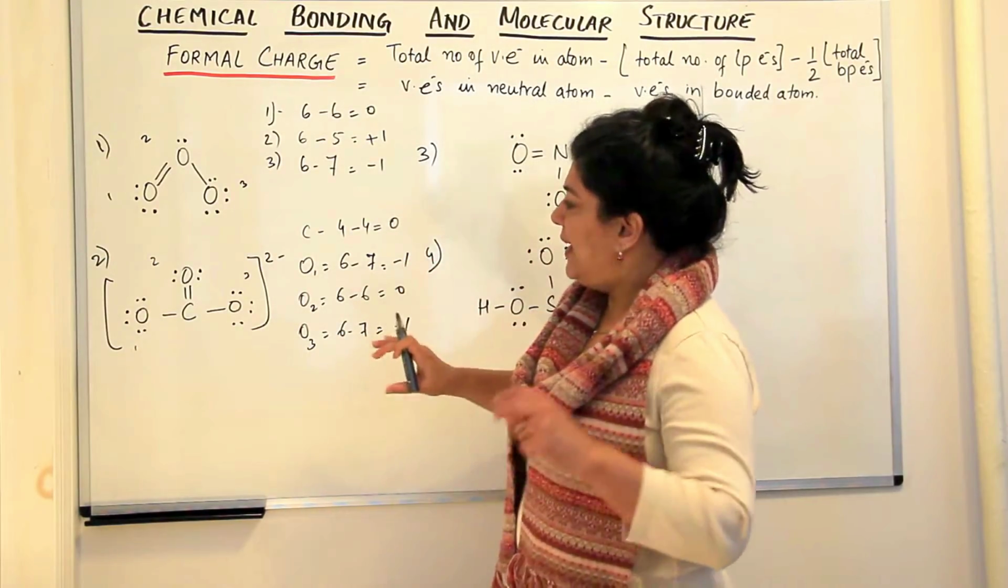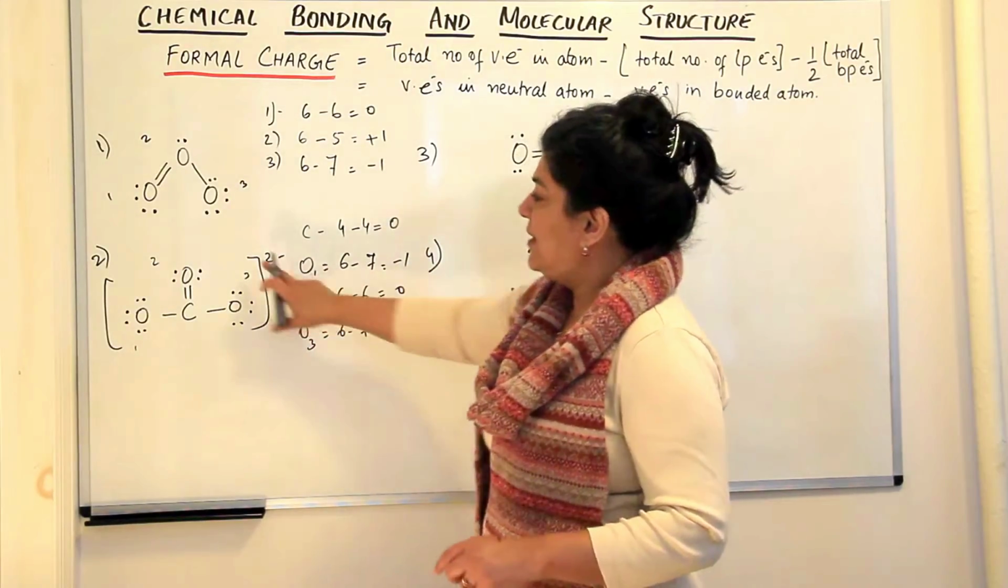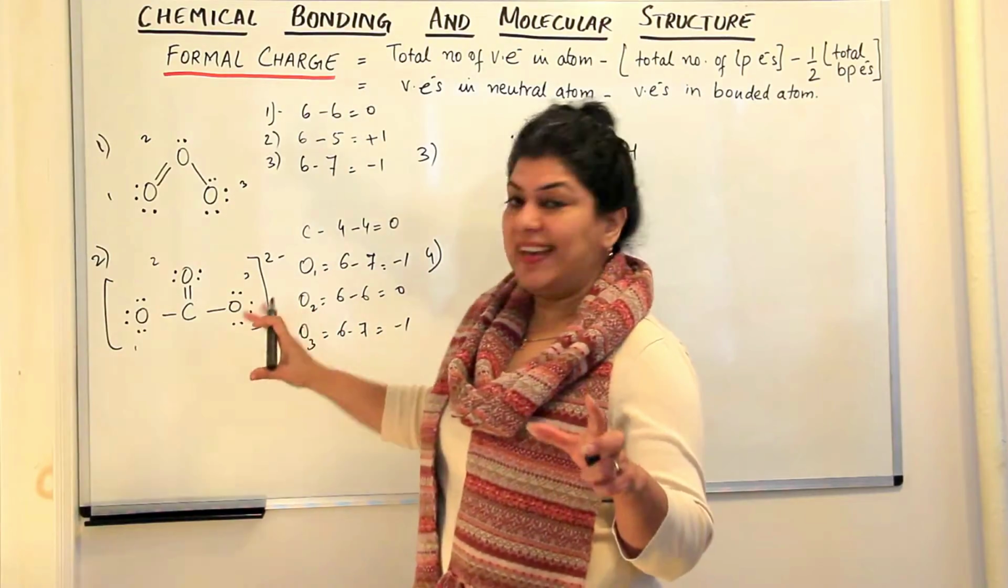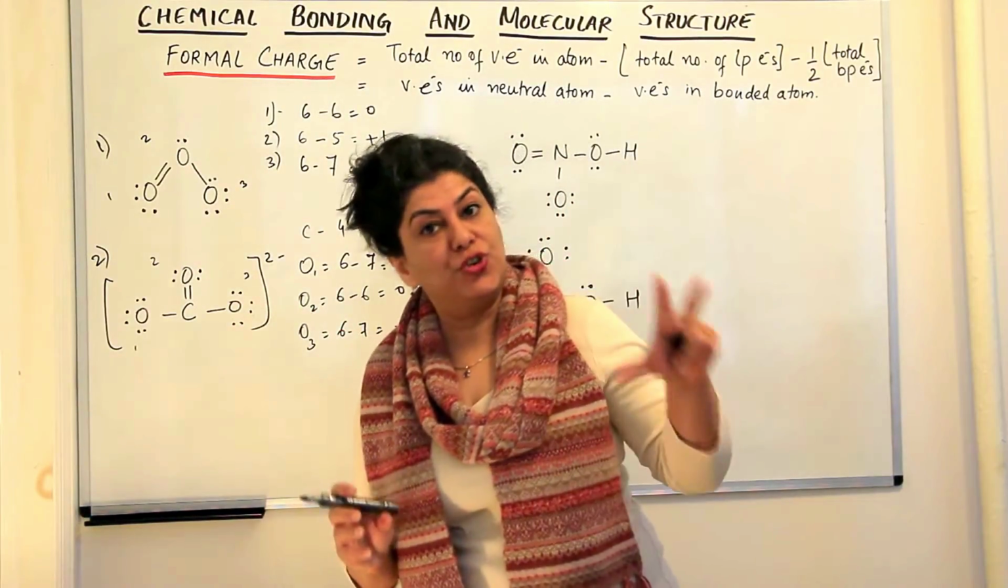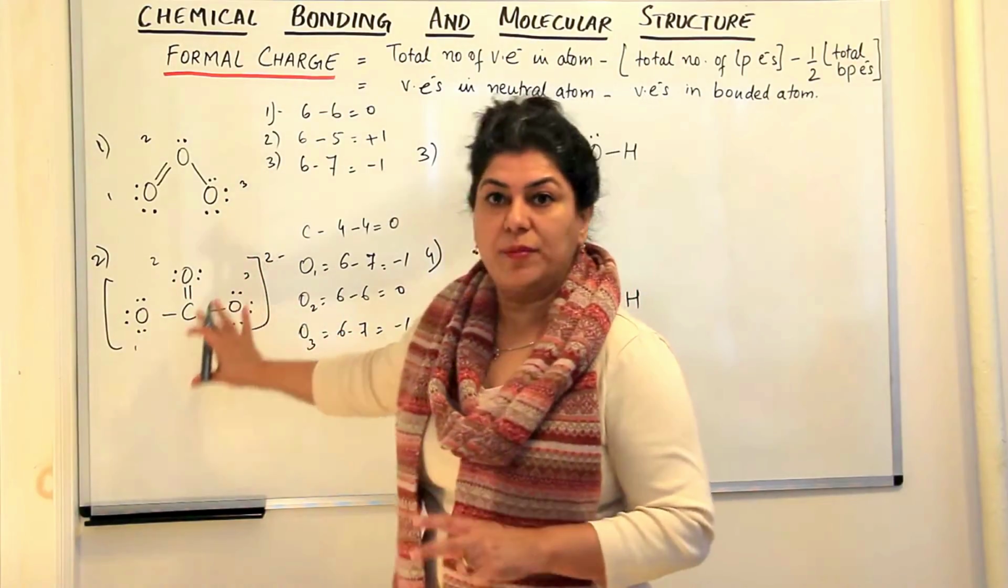So we see in the molecule there are 2 negative charges, and the net charge of the ion is also 2 negative. So this indicates that the Lewis structure that we drew is correct, or this is the appropriate Lewis structure for the carbonate ion.